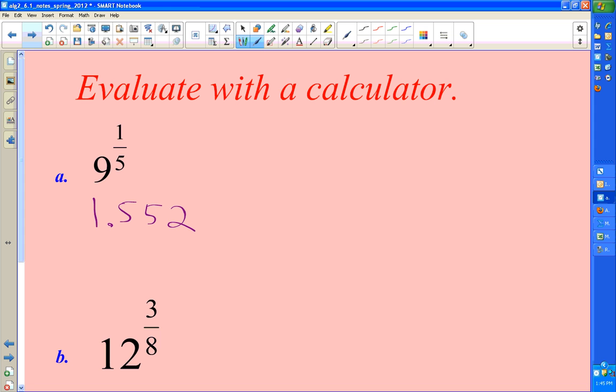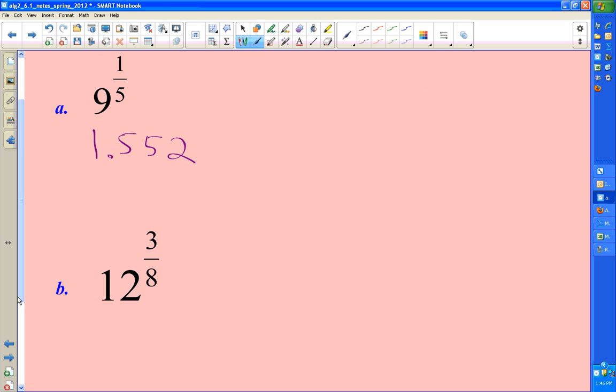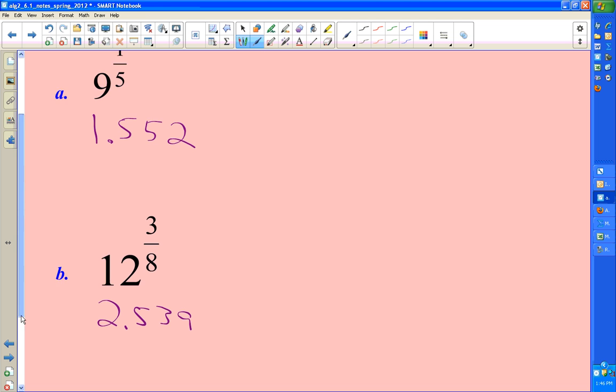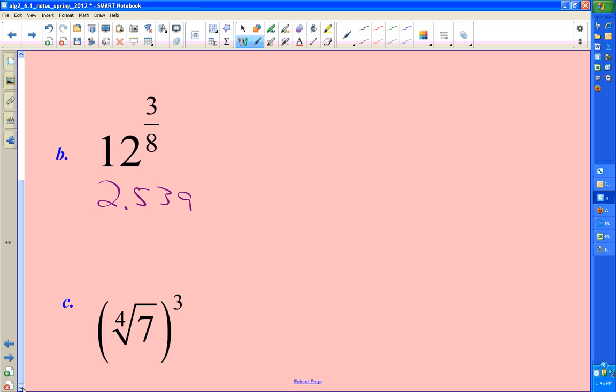Open parenthesis, 1 divided by 5, close parenthesis. Anybody else? Okay? Try 12 to the 3/8. 12 to the 3/8 power. Is everybody okay with that? Now this one you might have a little bit of difficulty, and again it depends on your calculator.